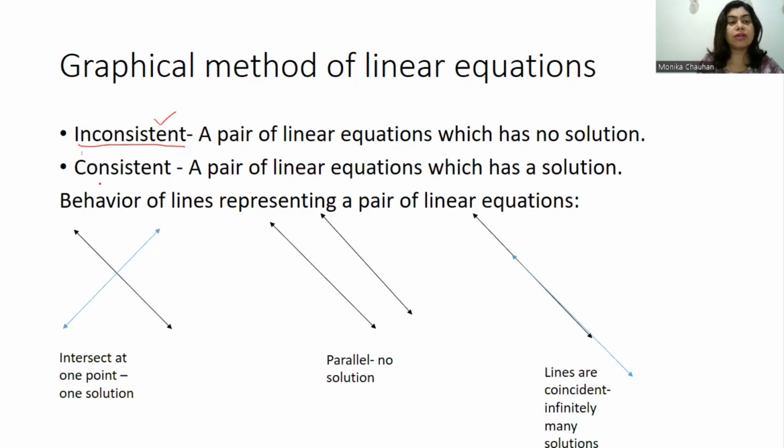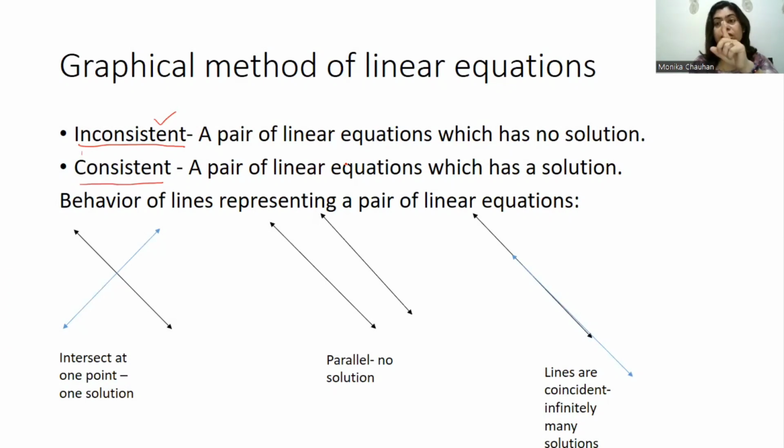And second, we have consistent. Consistent means a pair of equations which has a solution, at least one solution. It could be more than that also, but which has a solution is called consistent. Sometimes in MCQs, they will just give you a pair of linear equations and ask whether it is inconsistent or consistent. So remember, no solution means inconsistent. Has a solution means consistent.